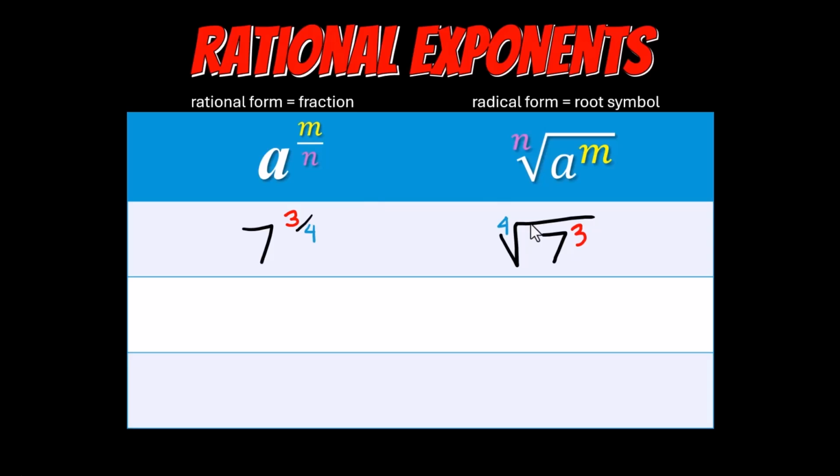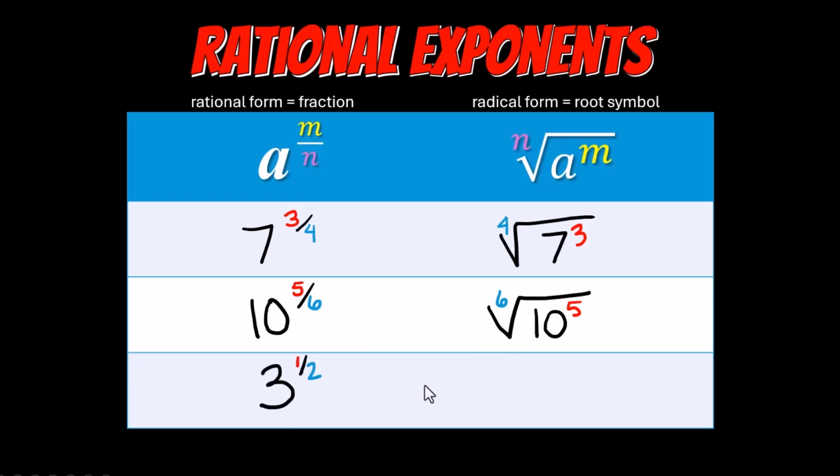Now for me, for some reason, that makes more sense than 7 to the 3/4 because I can't figure out how to take 7 times itself 3/4 times. Let's do it again. I have 10 to the 5/6. So that's going to be 10 to the 5th, and the number on the outside is the 6. So this is the 6th root of 10 to the 5th.